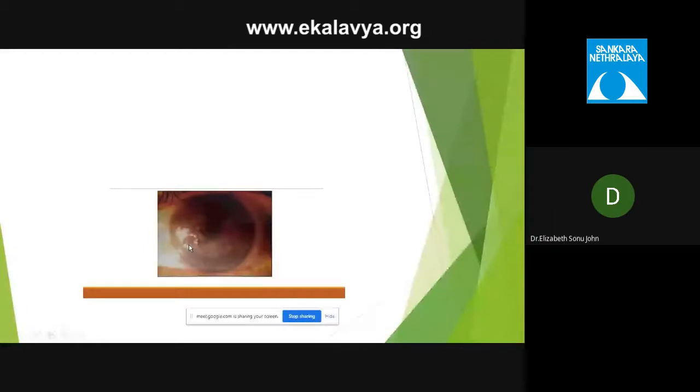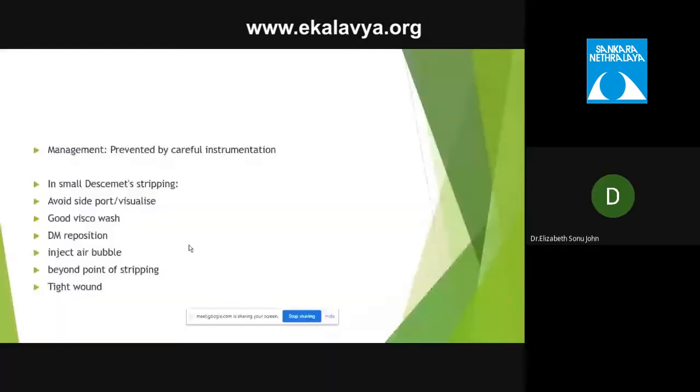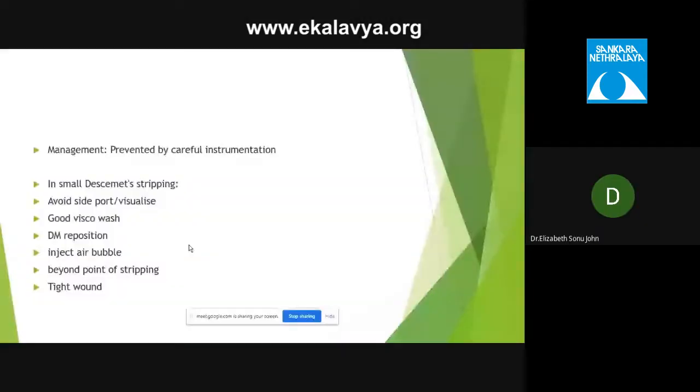So management. The first thing is careful instrumentation, the direction of your instrument, making sure the AC is well formed. And if there is a small Descemet's stripping in one side port, avoid going through that side port and use the other side port. Or in the ECC, avoid going through the same place. The other factor we have seen causing this is repeated iris prolapse, and you're trying to reposit the iris. This itself can cause a mechanical DM detachment.